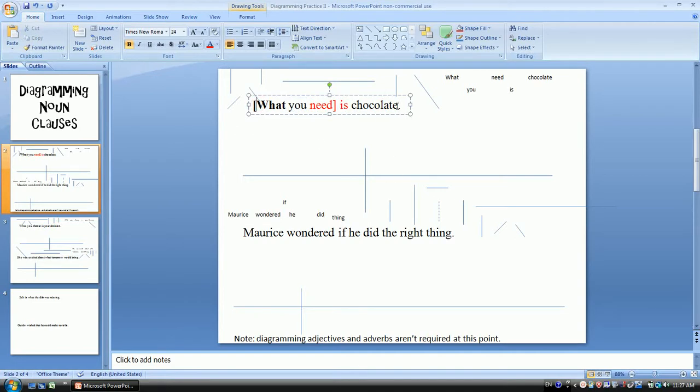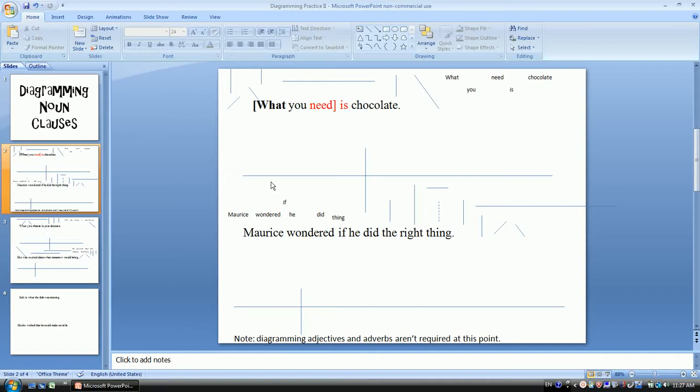Is chocolate. So, chocolate, what part of speech would chocolate be? Well, let's look at our verb. It's really important to pay attention to your verbs. This is a linking verb. So we know that it can't be a direct object because direct objects need action verbs. So chocolate must be a predicate nominative. Okay? We can do the equals test too. What you need, replace the verb with equals. What you need equals chocolate. Makes sense. Doesn't change the meaning of the sentence. Chocolate is a predicate nominative.